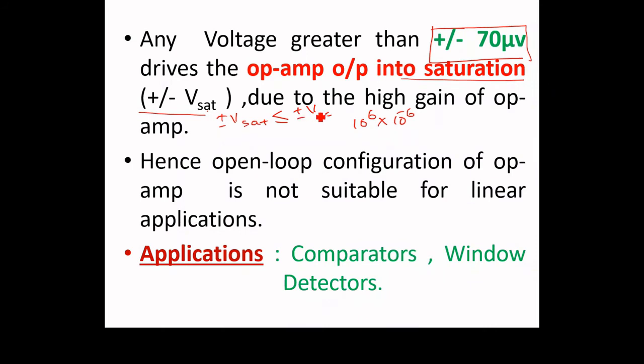Because this is the maximum input that we are supplying to the op amp. So the output, in order to satisfy the law of conservation of energy, will never be greater than what input we are supplying to the circuit. So the supply voltage is the maximum voltage that we are applying to the op amp. So the output voltage, this plus or minus Vsat, will always be less than this plus or minus Vcc.